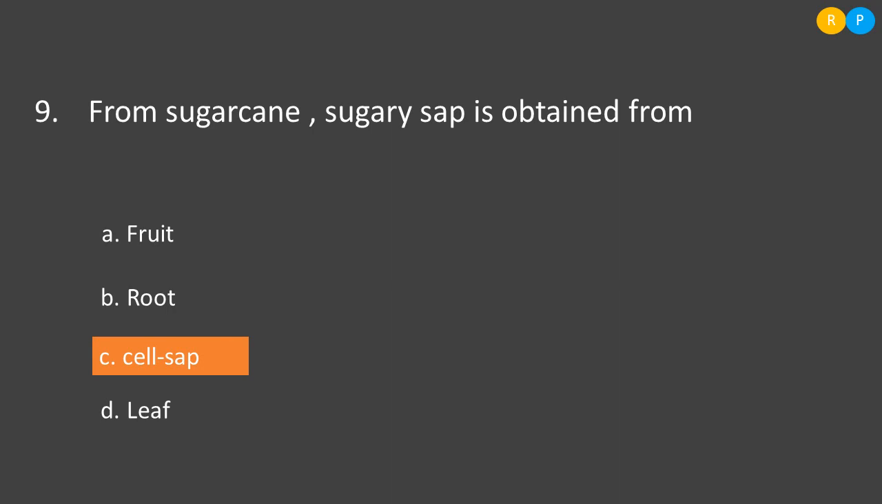The fluid content has lots of solutes in it. Those solutes are sugary in taste. So the cell sap will be storing sugary sap in the sugar cane. Clear? So the correct answer is cell sap. Then option D, leaf. The leaf is not used in the plant for the extraction of sugar. Clear, right? So the correct one is C. The cell sap present in the stem region will be storing sugary sap.